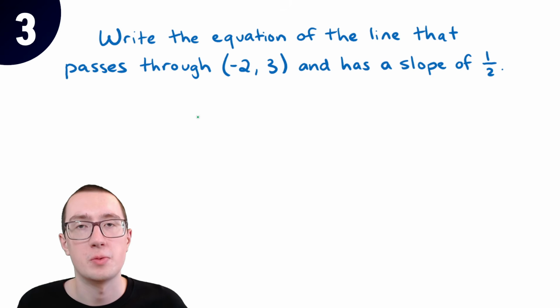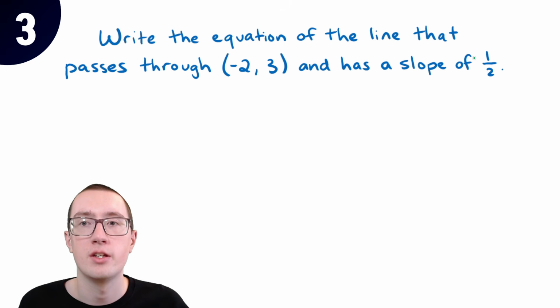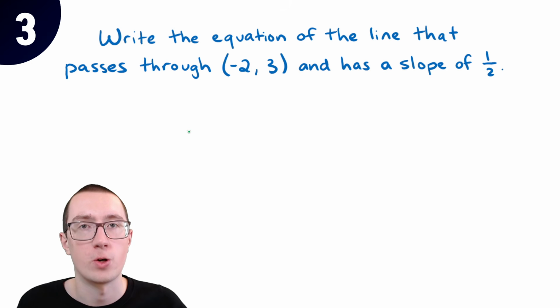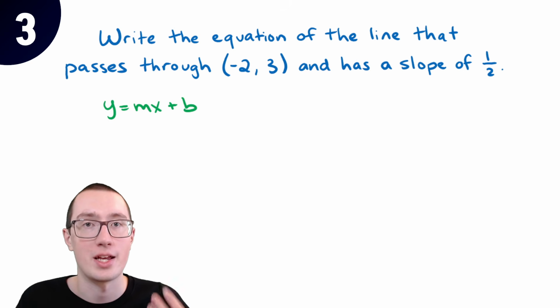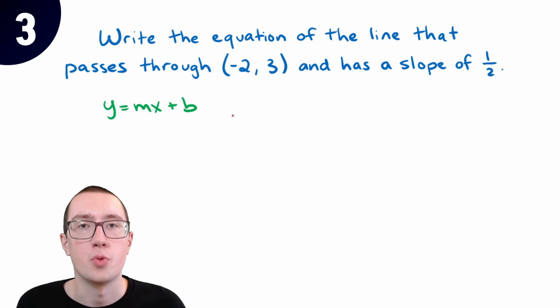So here's another problem that involves writing the equation of a line. But this time, all we're given is a point that the line passes through and then the slope of the line. So how are we going to write this? Well, eventually we want this to look like y equals mx plus b. That is our eventual goal because that's like the main format for the equation of a line. But whenever you have just one point and the slope, there's actually another format that's going to work really well.